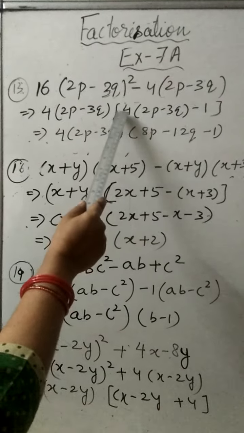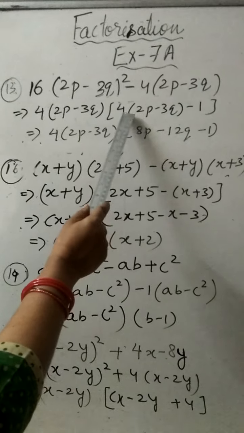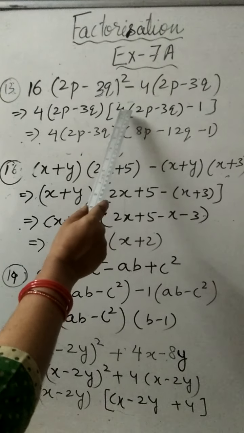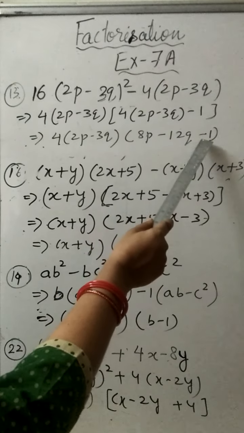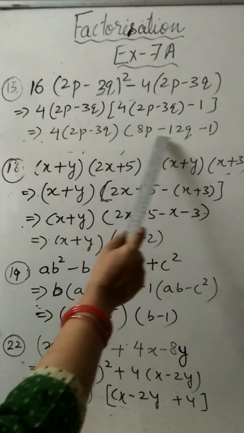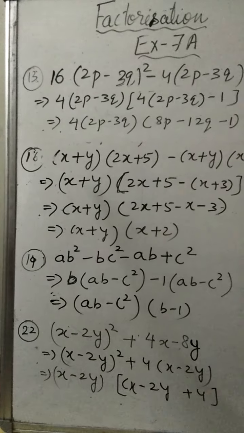Now in the next step, open the bracket and solve it. So further you will get 4 2s are 8, 4 2s are 8p, 4 3s are 12q, and minus 1. So this is how the factors we have obtained for this question.